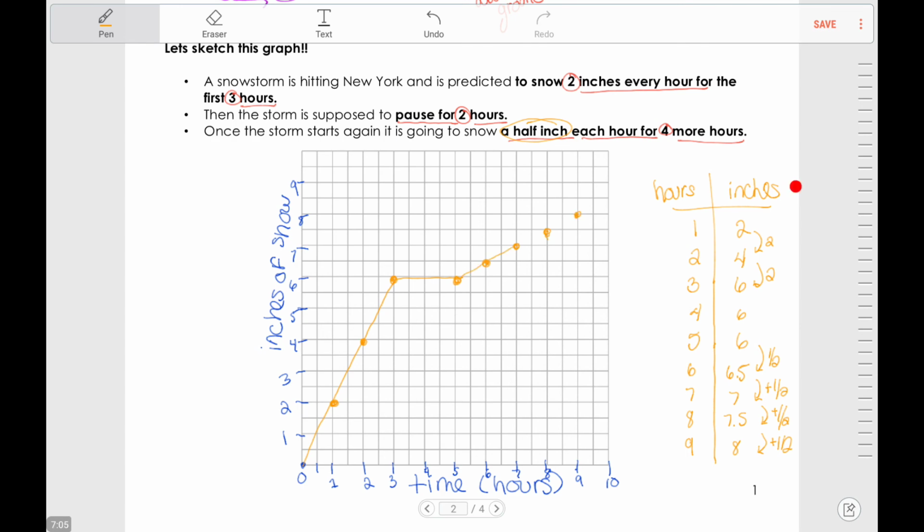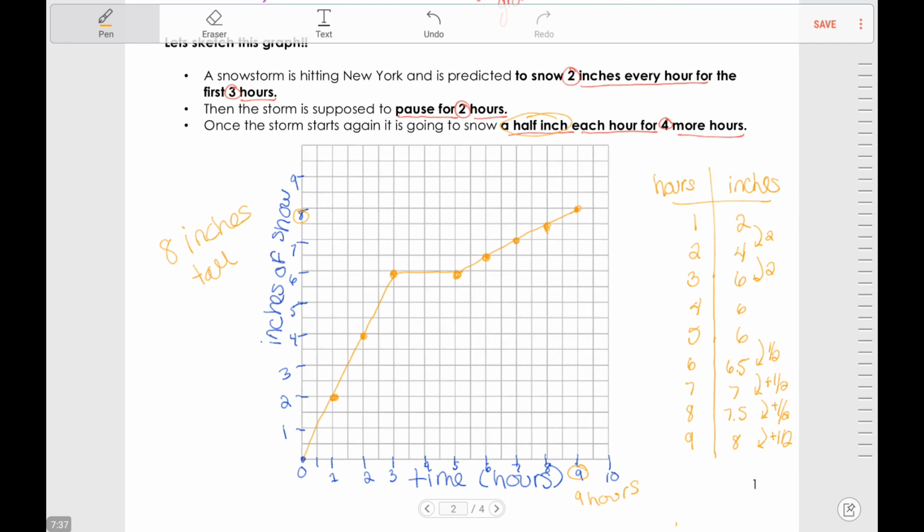Okay, and there's no follow-up questions to this, but we want to think about, if the snowstorm stopped there, would I have an arrow? No, that would mean the storm kept continuing on forever, and it doesn't. It's going to stop at some point. Another thing we want to think about is, how long did the storm last? The storm lasted 9 hours. How high was the snow at the end of the storm? 8 inches tall. Okay, so that's how we can analyze some of what we see on that graph, and then there might be some follow-up questions in the future.